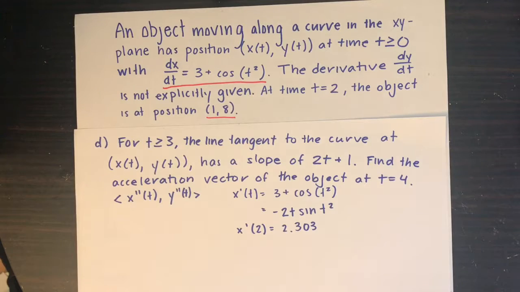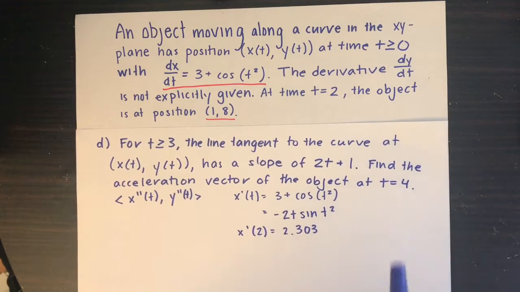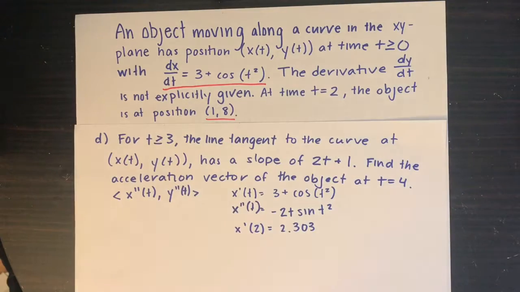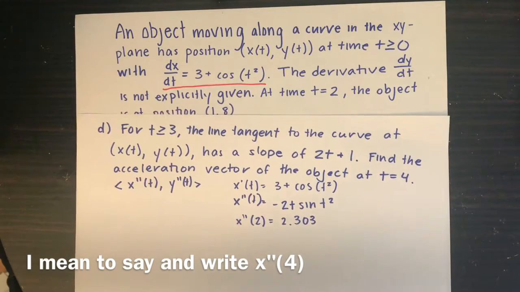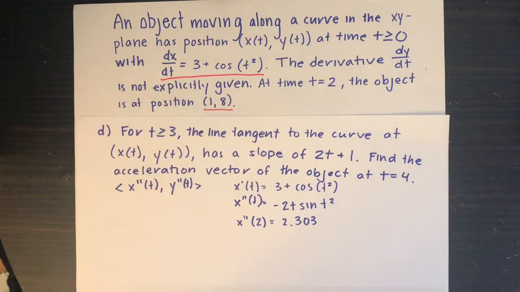So for this, we just take the derivative of x prime of t and use a little chain rule from AB and find that x double prime of t equals -2t sine t squared. And now using your calculator to plug in t equals 2 for this double prime again, you find that x double prime of 2 equals 2.303. Now we have to find y double prime of t.